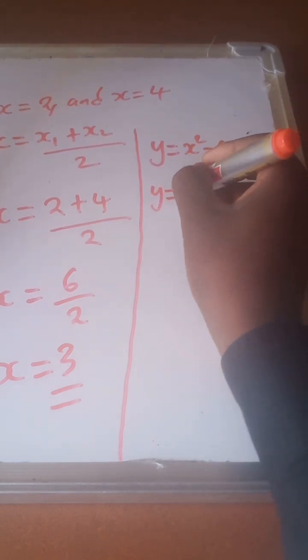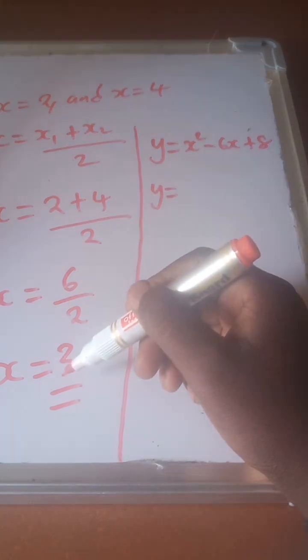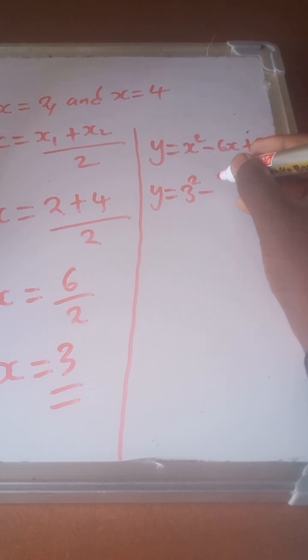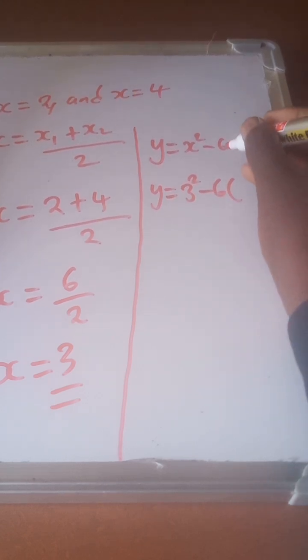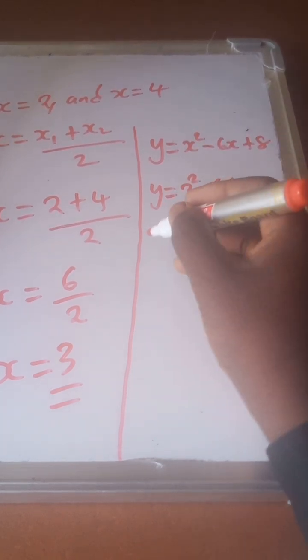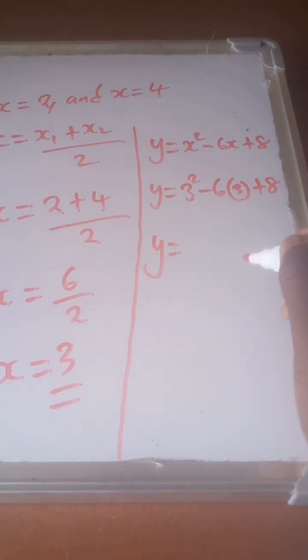So y is equal to x. I know x. What is x? It's 3. So 3 squared minus 6, where there was x, I put this 3, plus 8.